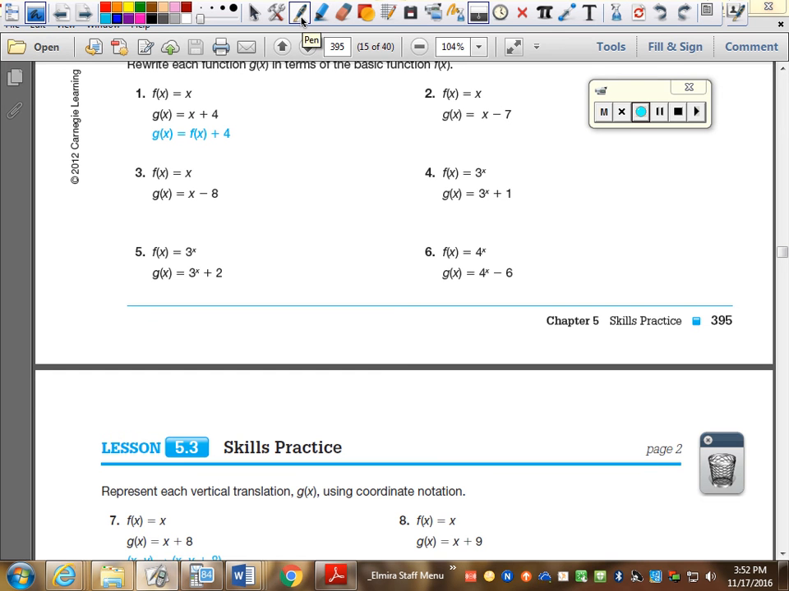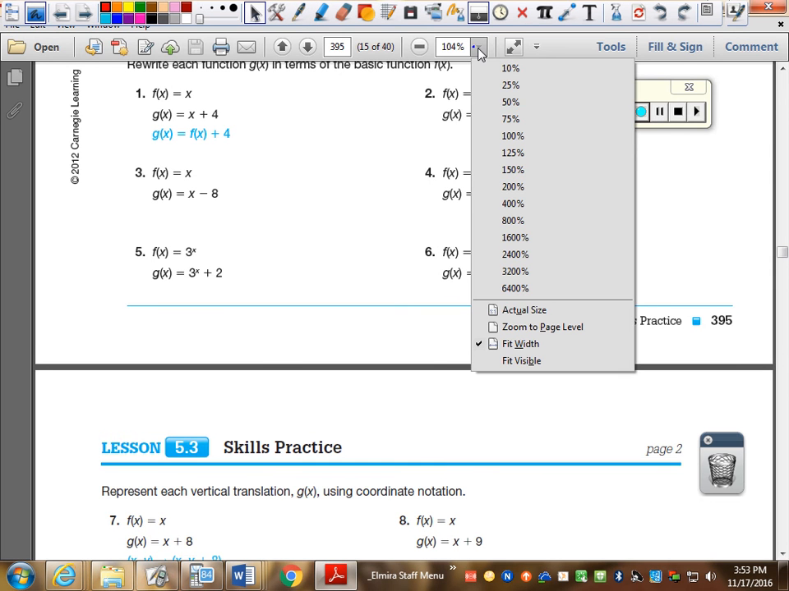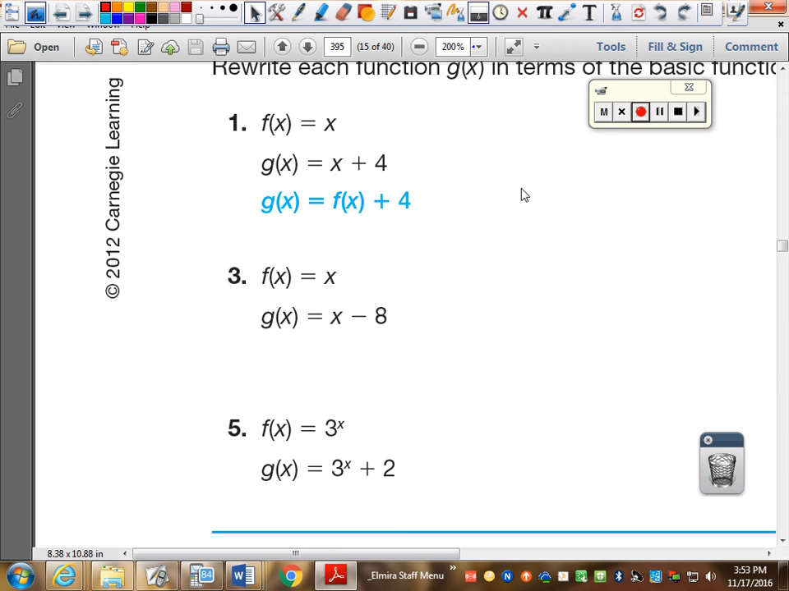All right, so that means on the homework, what they want you to do, and let me increase the size a little bit here. My original function is f of x equals x. My new function is g of x equals x minus 8. Another way of writing that is g of x equals f of x minus 8. Why can I do that? Because x and f of x are equal to each other. I'm just substituting one for the other.